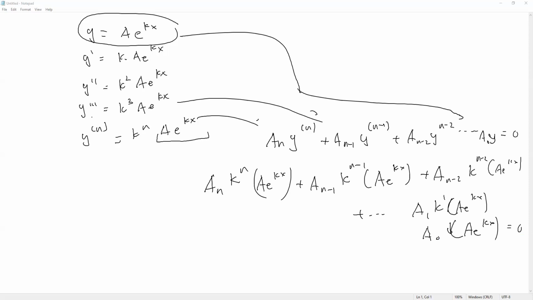Okay. Now, we know that we can factorize this. Everything has this same common factor: A times e to the power of kx.